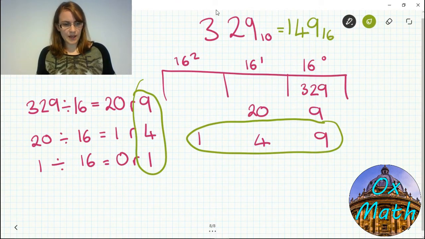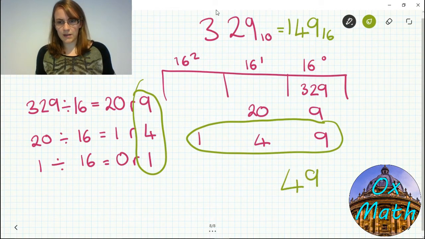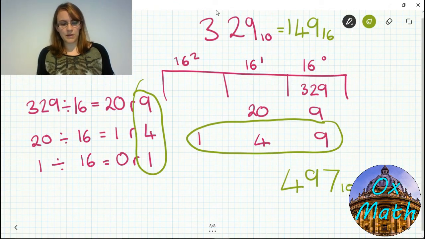So test yourself, pause the video and have a go at converting 497 in our decimal number system into hexadecimal.